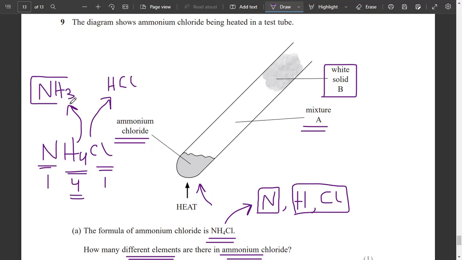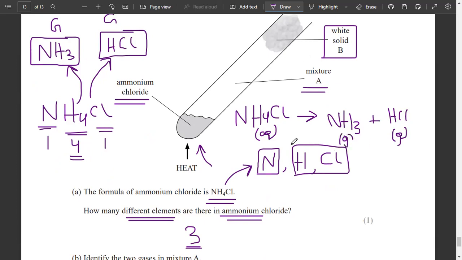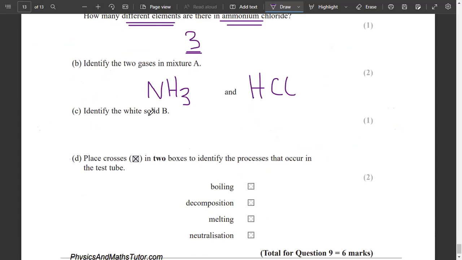So the two gases I have identified, the first one is ammonia gas and the second one is your hydrogen chloride gas. ये भी gas है और ये भी gas है. So these are the two gases that are formed when ammonium chloride is heated. तो अगर आप इसकी equation लिखेंगे, so that would be something like this, that NH4Cl, ठीक है, इसको aqueous लिखिए या solid लिख दें, would be decomposed into NH3 plus HCl gas. Identify the white solid. White solid भी आपके पास है ही NH4Cl. NH4Cl itself is a solid.